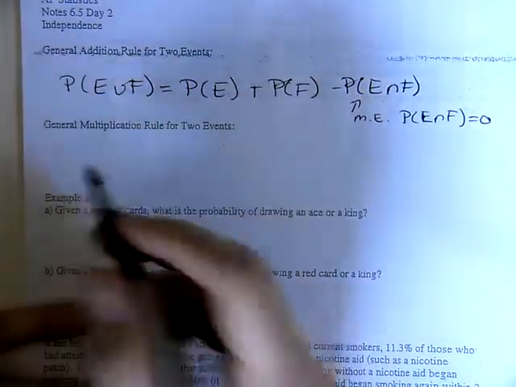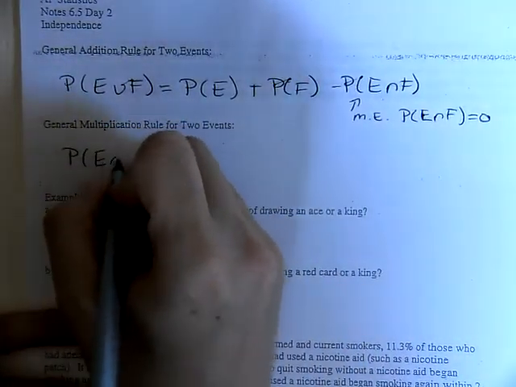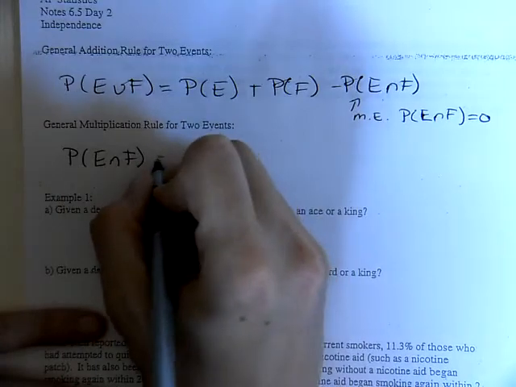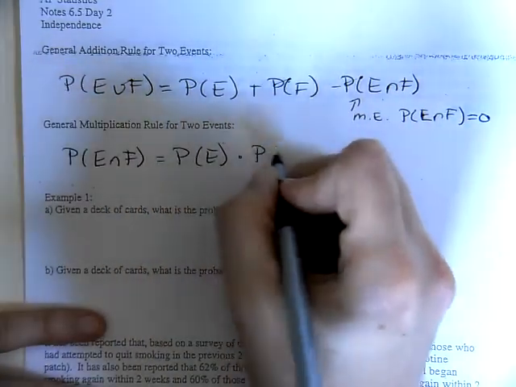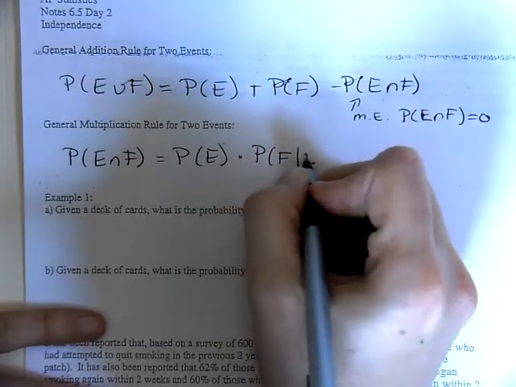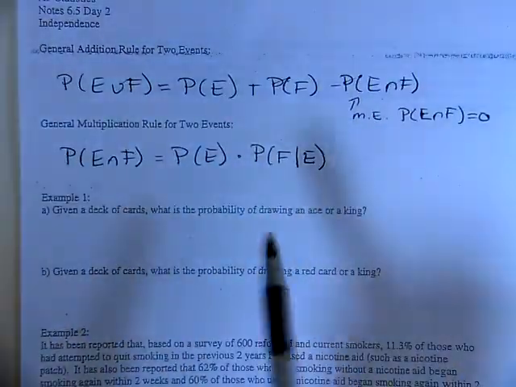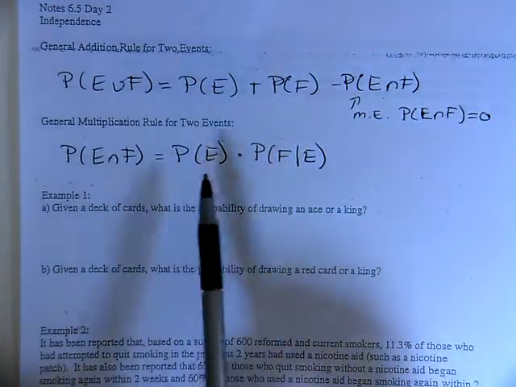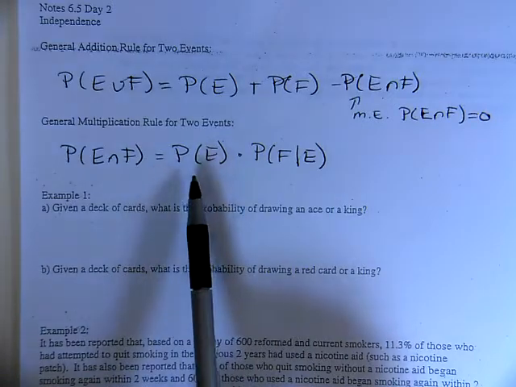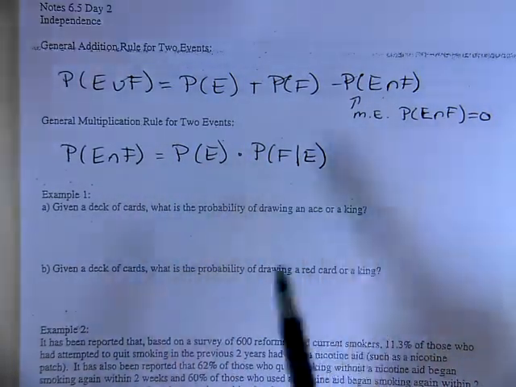Multiplication comes in handy when you're doing more than one thing. So multiplication: the probability of E and F is the probability of E times the probability of F, given that E's already happened. Again, this is if you pick two cards. Now, if they're independent, this would just be E times F. But if they're not, like if I pick one card and I get a queen, you'll see that the numbers will change.